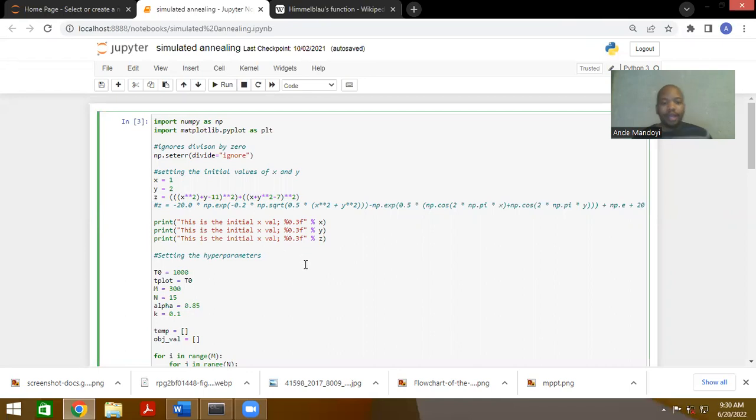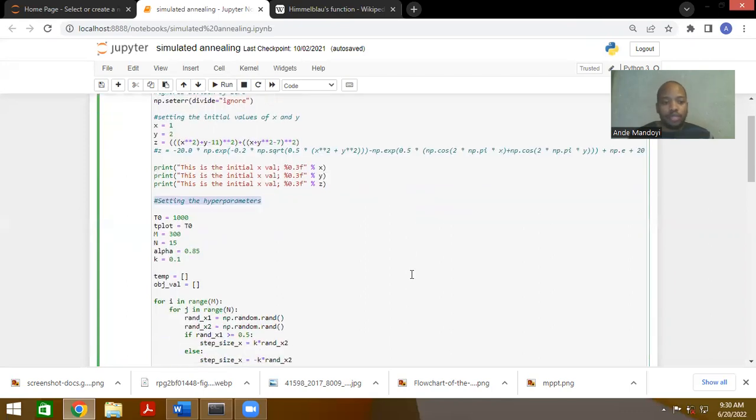Right. And then we want to set the hyperparameters. The hyperparameters are factors that we need to set in order for this metaheuristic algorithm to work. The gray wolf optimization will have its own hyperparameters, as will PSO, that being particle swarm optimization, bee colony, ant colony, etc. Hyperparameters are factors that you have to set in order for your metaheuristic algorithm to function.